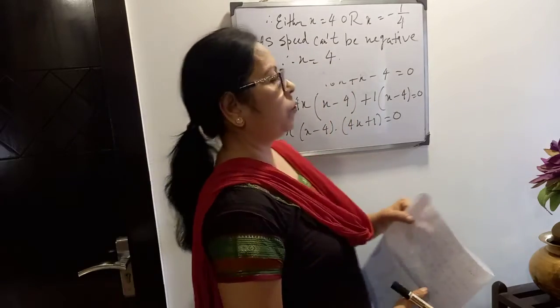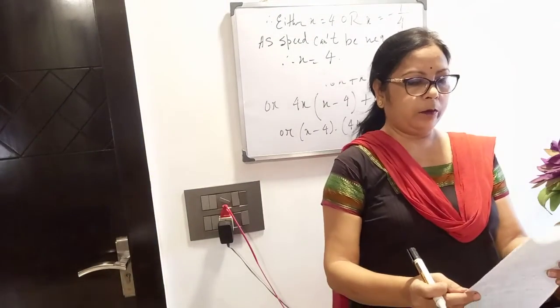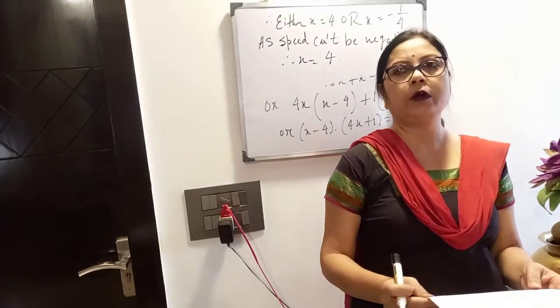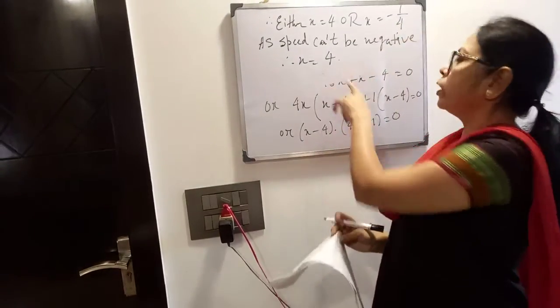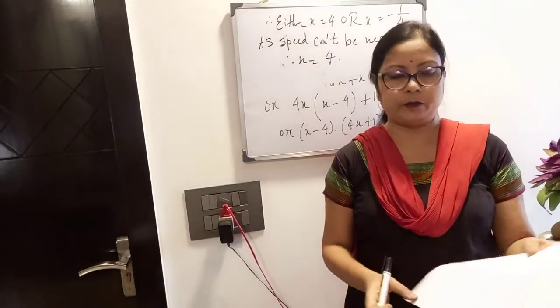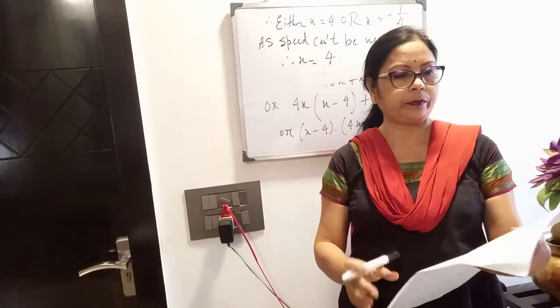So what will be your final answer? What to find out? Find the speed of boat in still water. Therefore, speed of boat in still water is 4 km per hour. Now, next one.